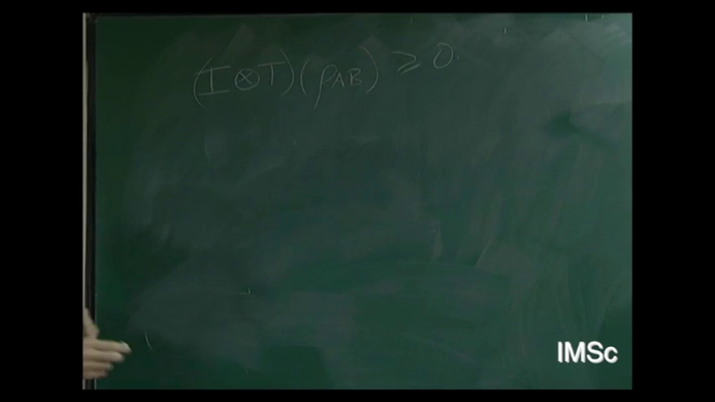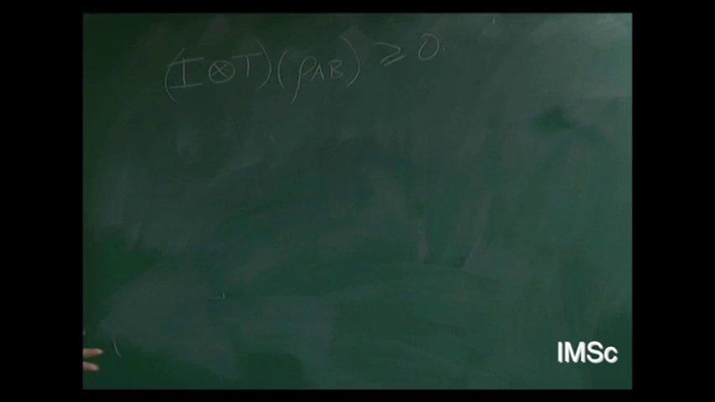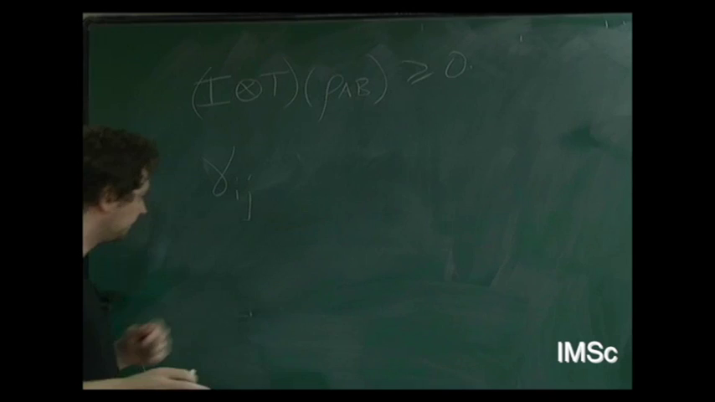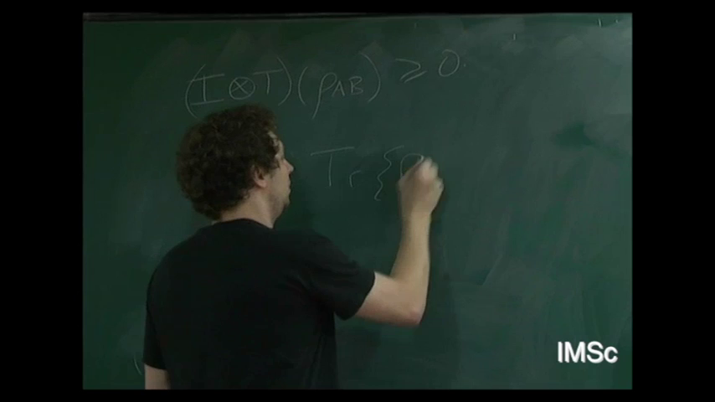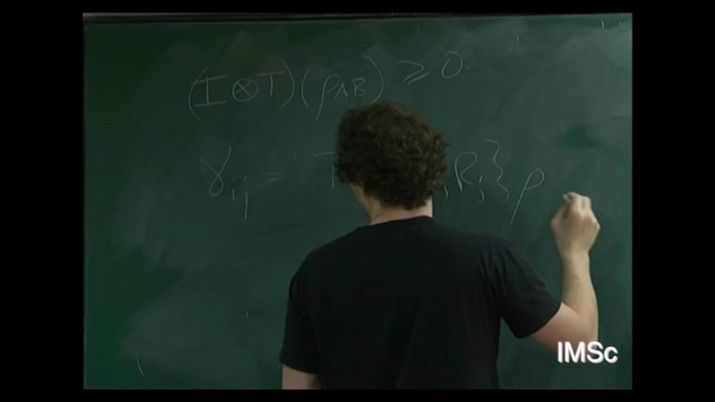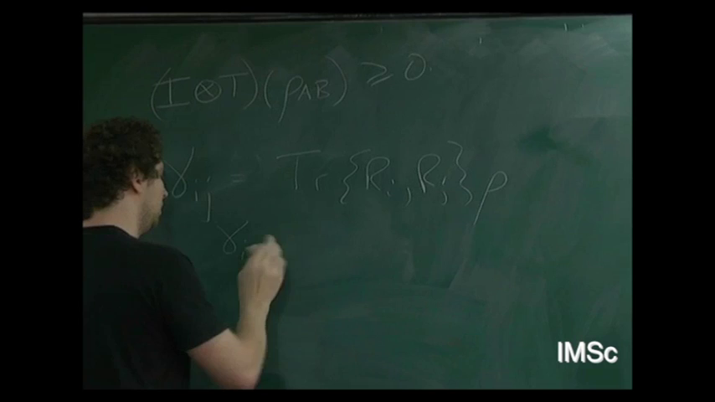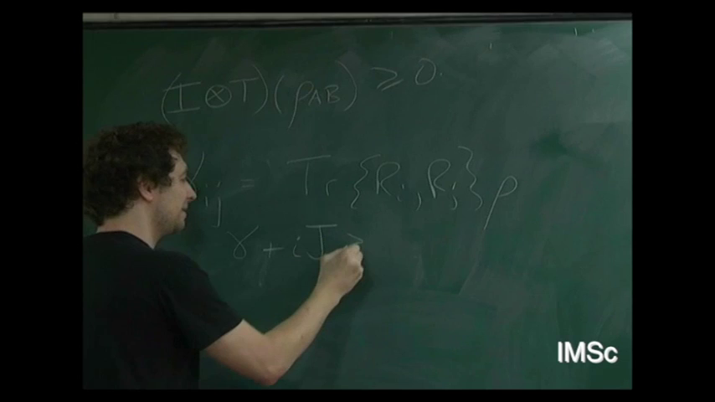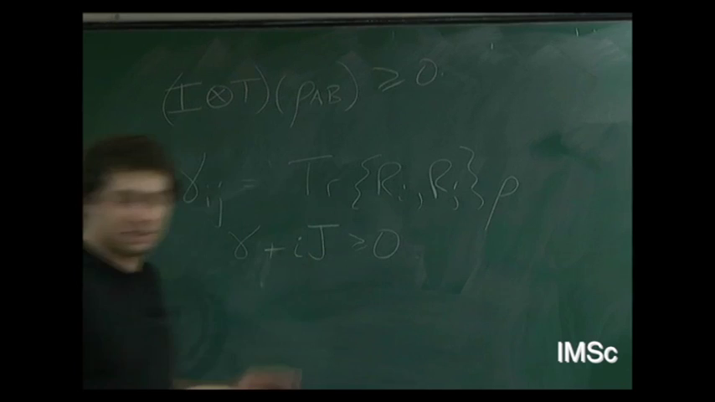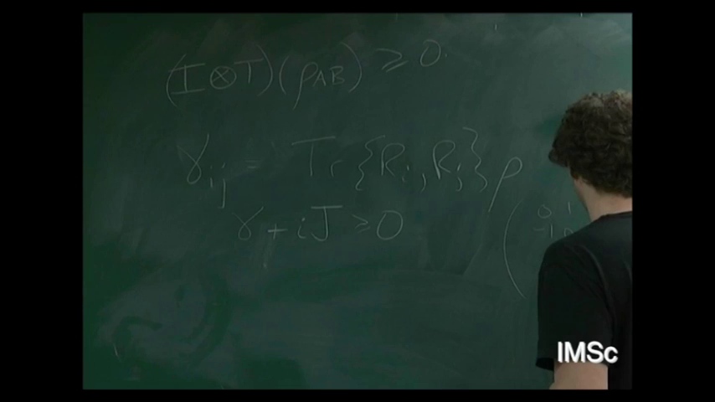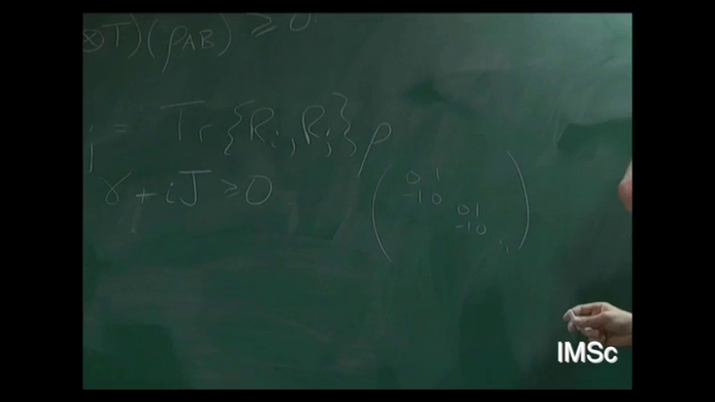So if we have a Gaussian state, we know the criterion for when it's going to be physical, right? It's going to have some gamma ij given by the symmetrized expectation of these r's. And this gamma ij has to satisfy gamma plus ij bigger than or equal to 0. And this thing is now this thing with the zeros and the minus ones on the off diagonal. So let's try to turn this criterion into something about this gamma.